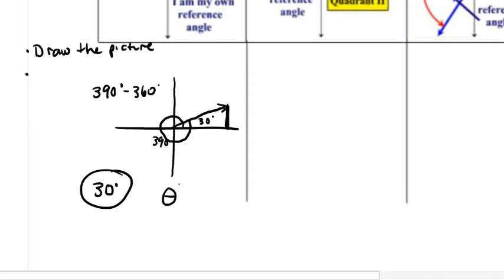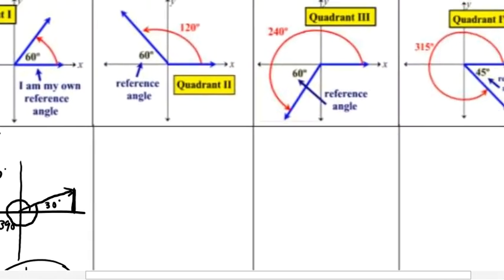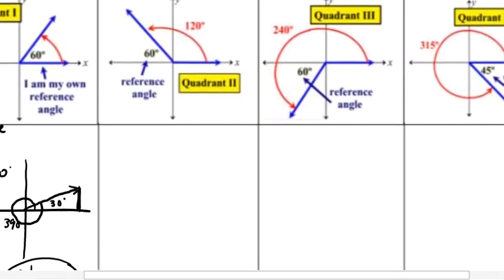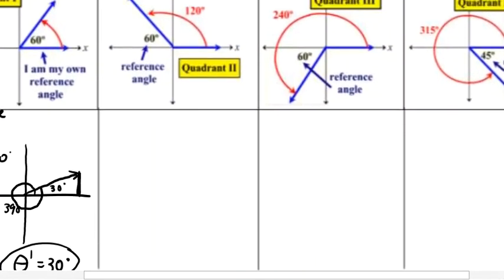A lot of times reference angles are theta prime like that, for how we write it. So let's say I have an angle in quadrant 2. So if I have an angle in quadrant 2, it would be usually something between 90 and 180, but not always. That's only if they're positive angles.